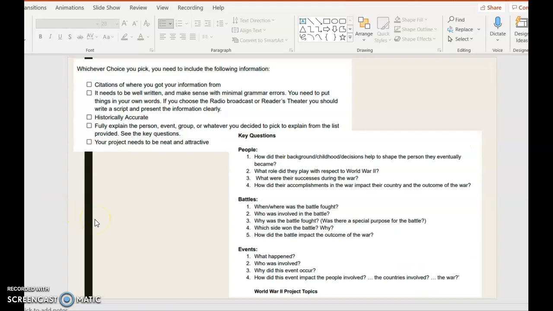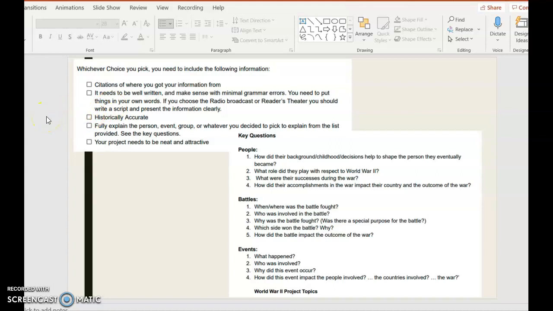So in your Reader's Theater, you need to have an actual script that you're going to turn in to me. You need to say where you got your information from, the citations, like always. It needs to be well written with minimal grammar mistakes. It needs to be in your own words. And again, your script needs to be clearly presented.